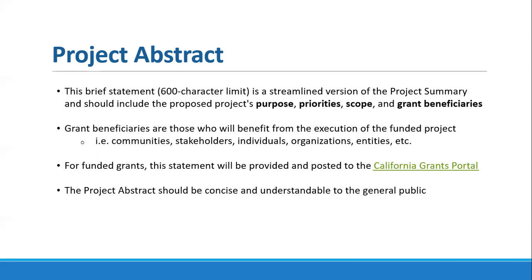It should include descriptions of the beneficiaries, such as communities, stakeholders, individuals, organizations, entities, and more. Particularly for alliances, this is a pretty broad pool of people that can be described as beneficiaries. So you can think expansively about that topic. And the abstract should be, as you'd expect for a 600-character limit, concise, and it should also be readable for the general public.